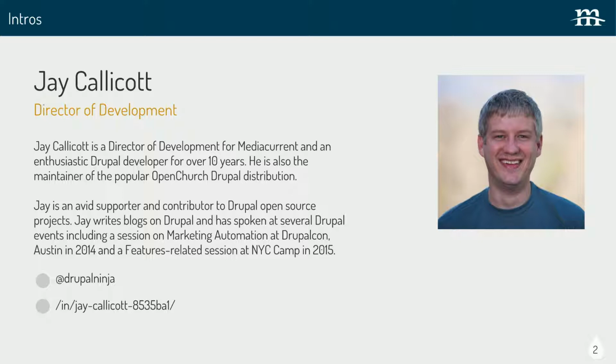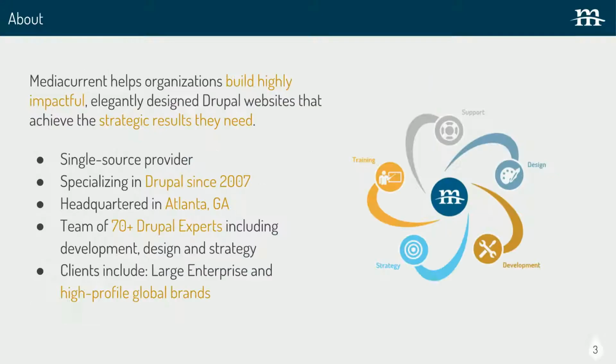So my name is Jay. I've worked for MediaCurrent for the last 8 years. My title is currently Director of Development. You can follow me at DrupalNinja on Twitter. What is MediaCurrent? MediaCurrent helps organizations build highly impactful, elegantly designed Drupal websites that achieve the strategic results they need.